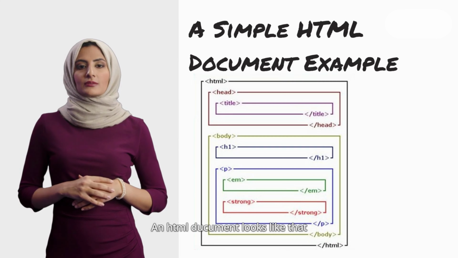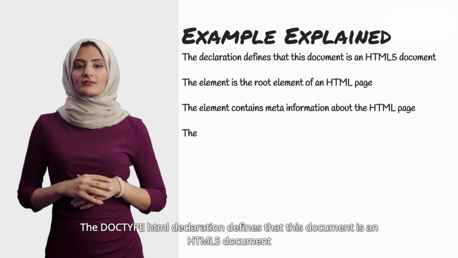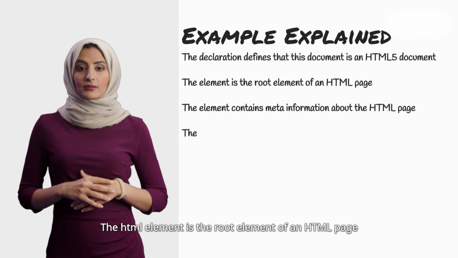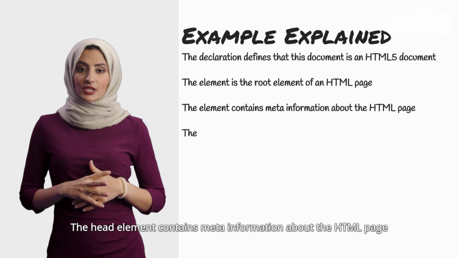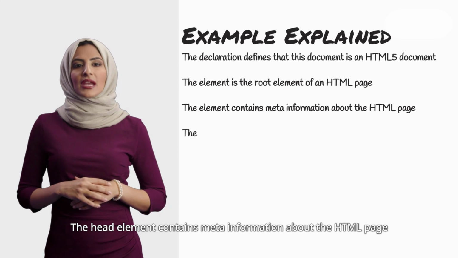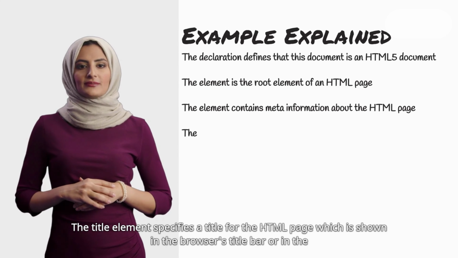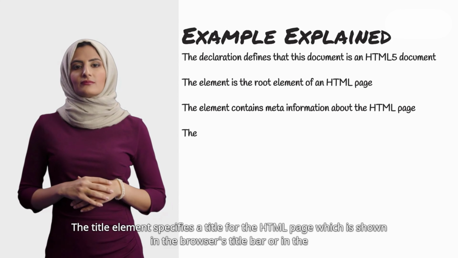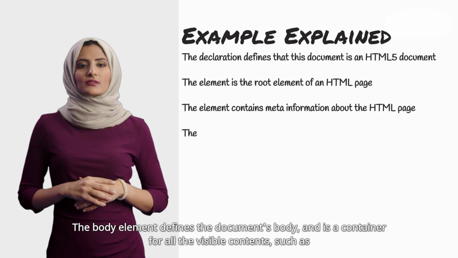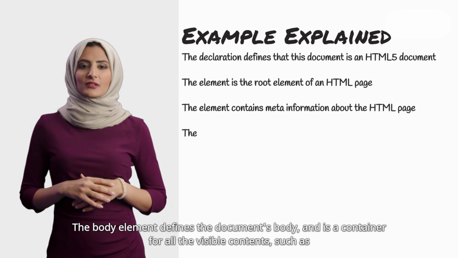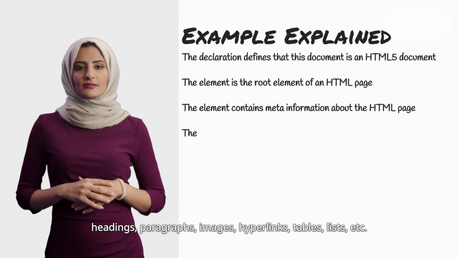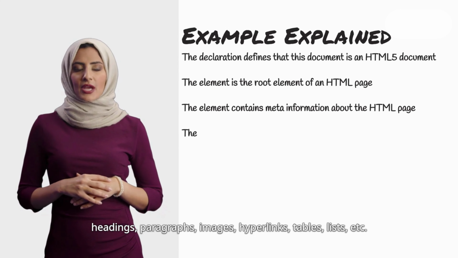An HTML document looks like that. The doctype HTML declaration defines that this document is an HTML5 document. The HTML element is the root element of an HTML page. The head element contains meta information about the HTML page. The title element specifies a title for the HTML page, which is shown in the browser's title bar or in the page's tab. The body element defines the document's body and is a container for all the visible contents, such as headings, paragraphs, images, hyperlinks, tables, lists, etc.